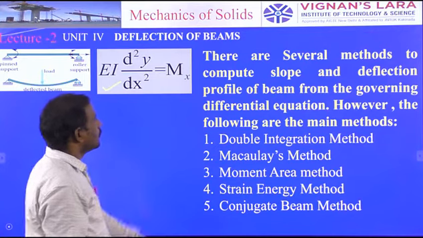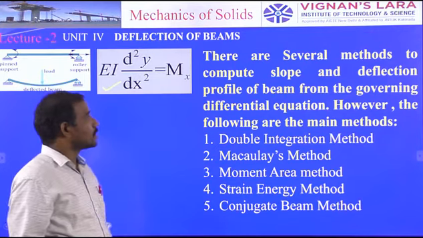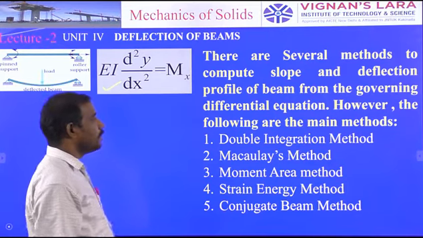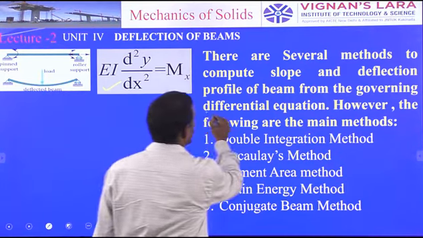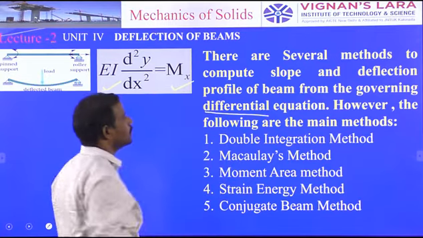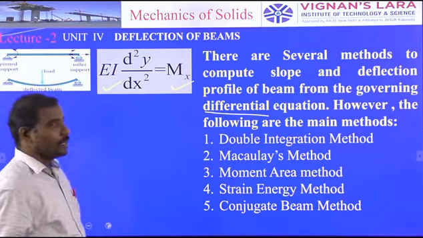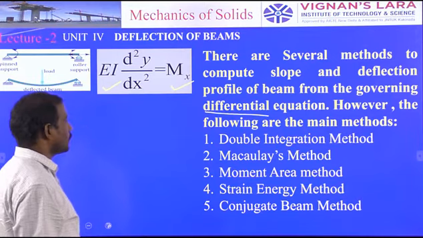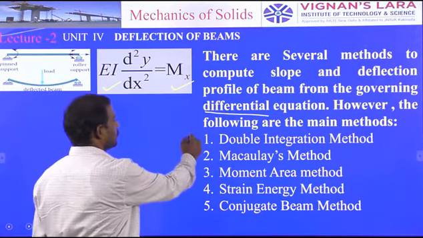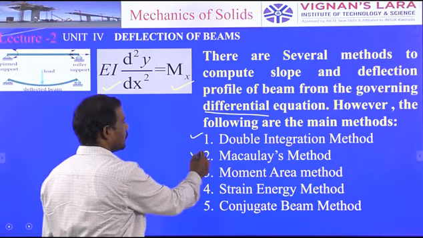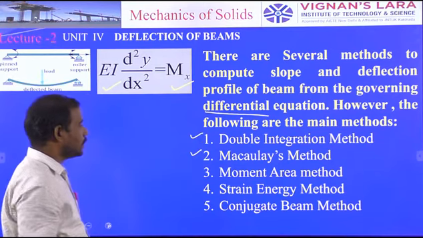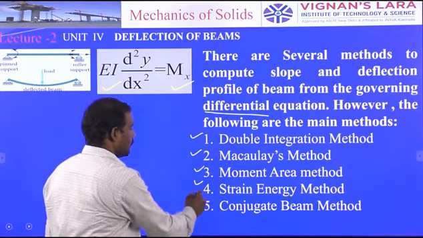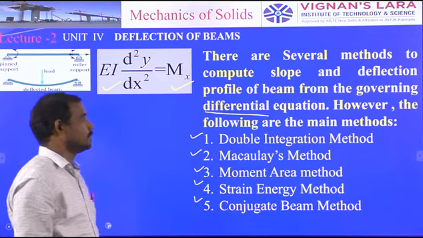So, there are several methods to find the slope and deflection of a beam from the governing differential equation. However, the following methods are important from the subject point of view. The first one is the double integration method. Second is Macaulay's method. Third is the moment area method. Fourth is the strain energy method, and fifth is the conjugate beam method.